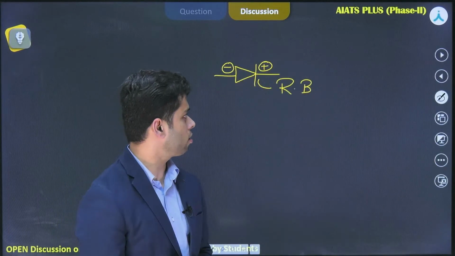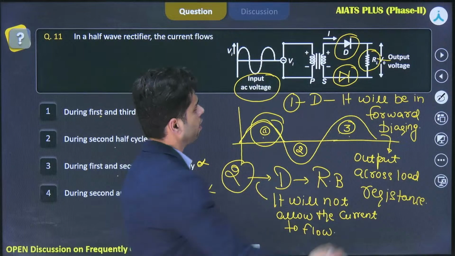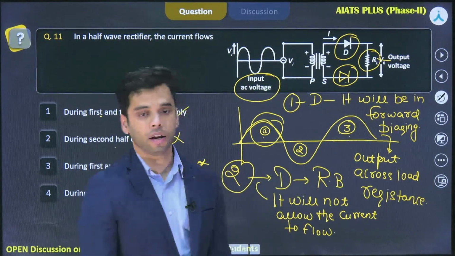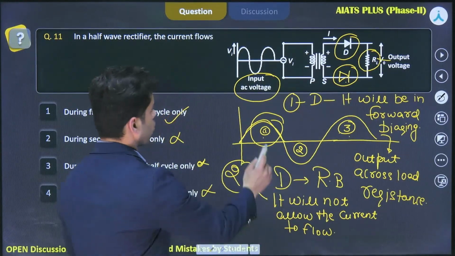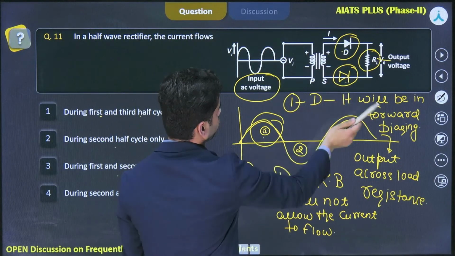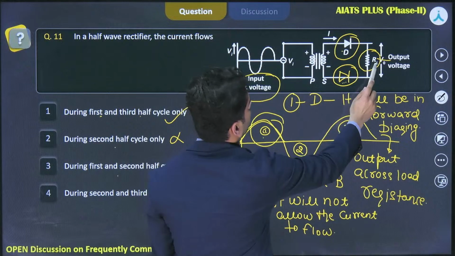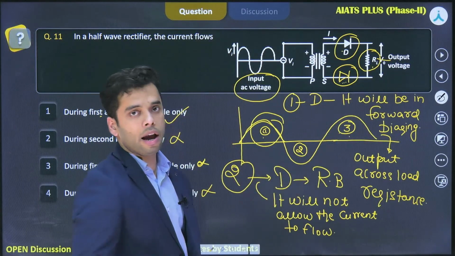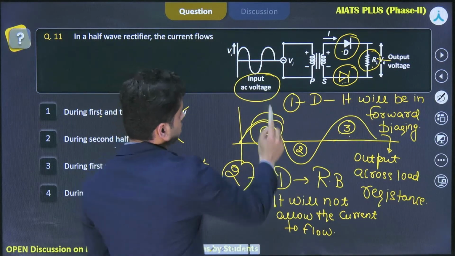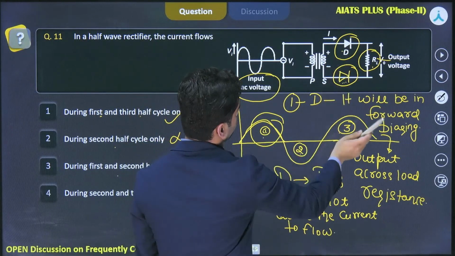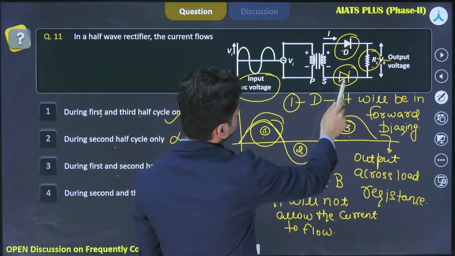Suppose that I had connected one diode over here, right? So for the first half cycle, this diode will be in forward bias, this diode will be in reverse bias, and you will get the current across the load resistance. And in the second cycle, this will be in forward bias, this will be in reverse bias, this will be in forward bias.